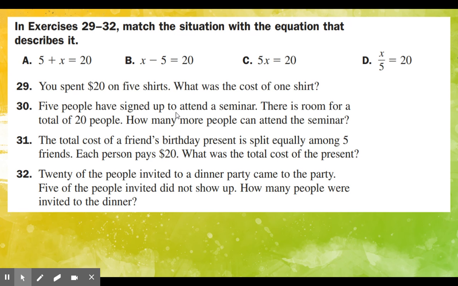So far, 5 people have signed up to attend a webinar. There's room for a total of 20 people. How many more people can attend the seminar? So I'm seeing the keywords total and how many more. Now what do you think, Thor? 1A. A, 30 is A.